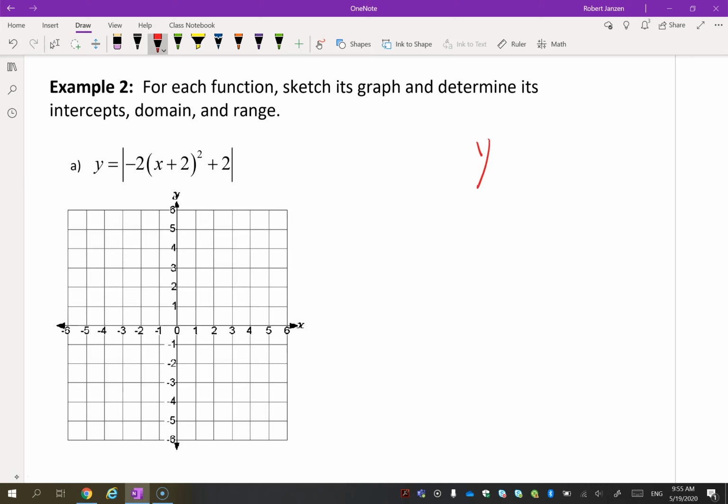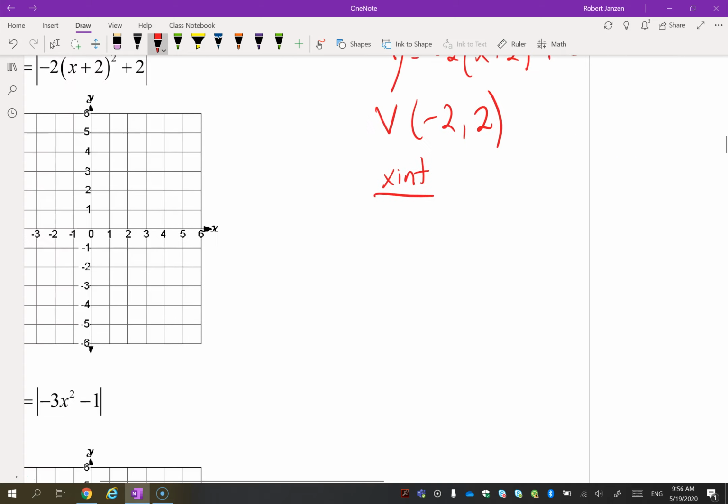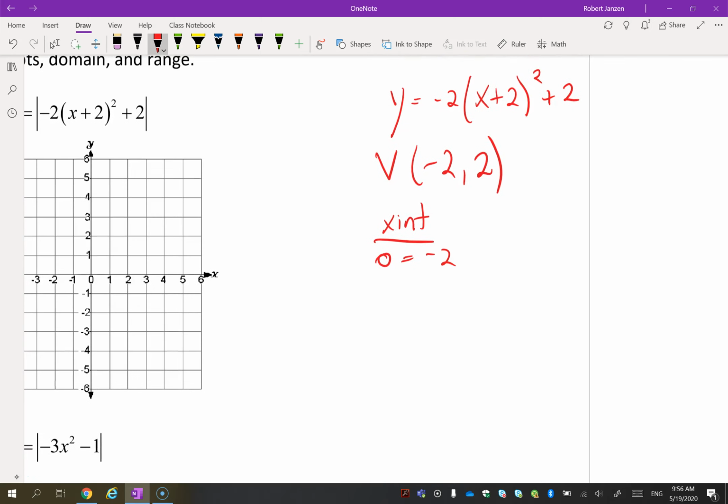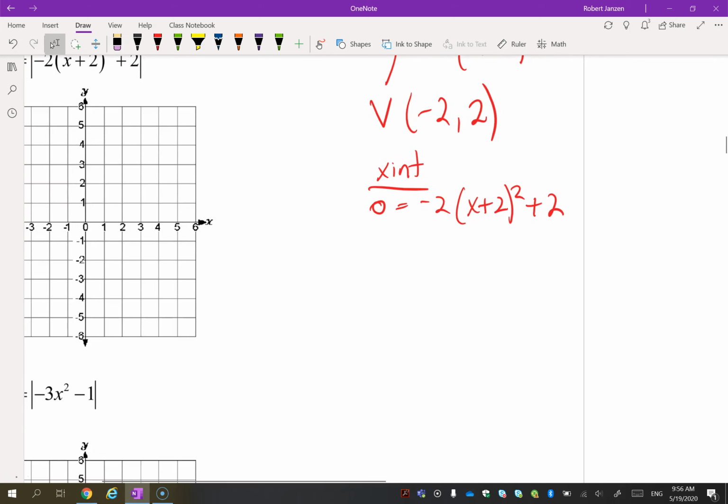So before we can graph the absolute value, you need to look at this graph and remember, what does it look like? What is the vertex? That's easy. It's negative 2, 2. You can read it right off. Okay, we definitely need the x-intercepts. Let's find those out. So you'd have 0 equals negative 2(x plus 2) squared plus 2. So I think I'm going to use square roots here. I'll bring this 2 over there and then divide by negative 2.